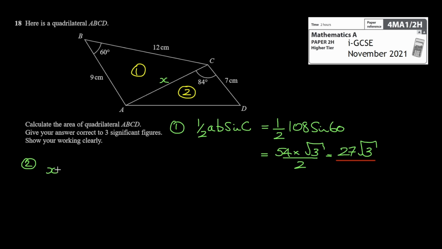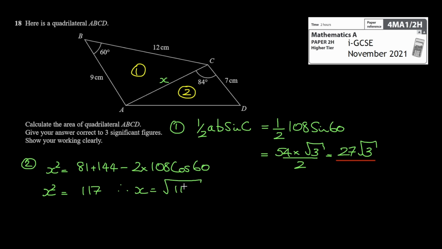So I can say that x squared is equal to these two squared separately, so that's 81 plus 144 minus 2 multiplied by these two multiplied together, which is 108 cos of 60. And this turns out to be 117. And that's x squared, of course. And therefore, x is equal to the square root of 117. I always say it, we're rejecting the negative version of the square root because x is clearly a positive entity.